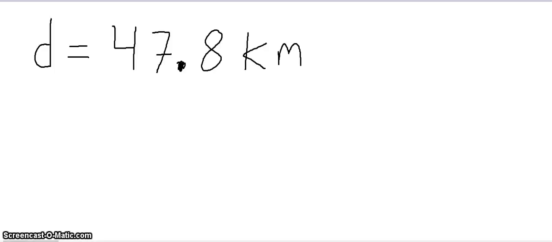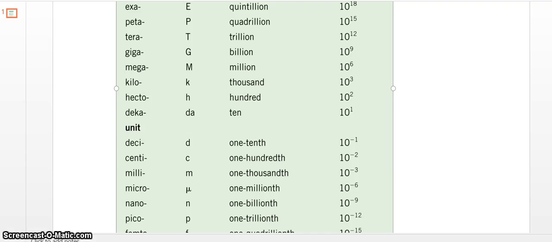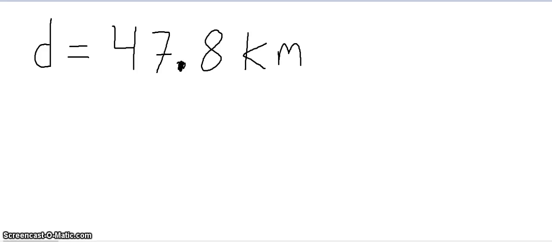Alright, let's suppose we have a distance of 47.8 kilometers and we want to convert this to meters. One of the things that we could do, of course, is to just use the conversion factor, and we look over here to our metric prefixes, and here they are. Here it shows us that a kilo, K, means times 10 to the third. Even though it doesn't say the times, that's what it means. Alright, so let's go back and we'll use our conversion factor.